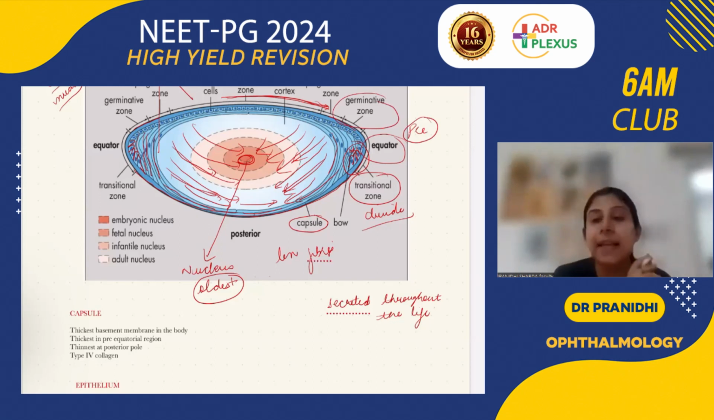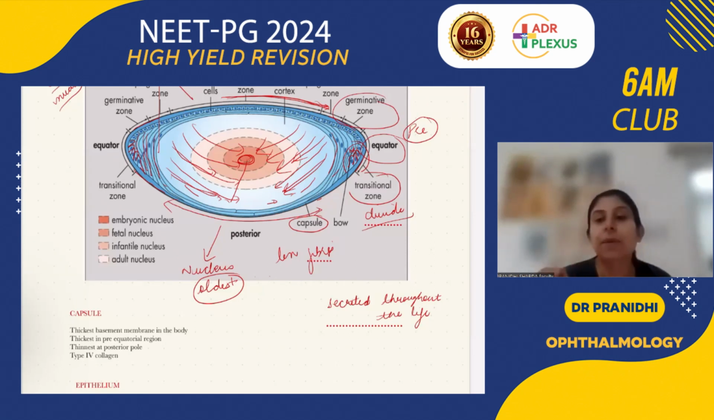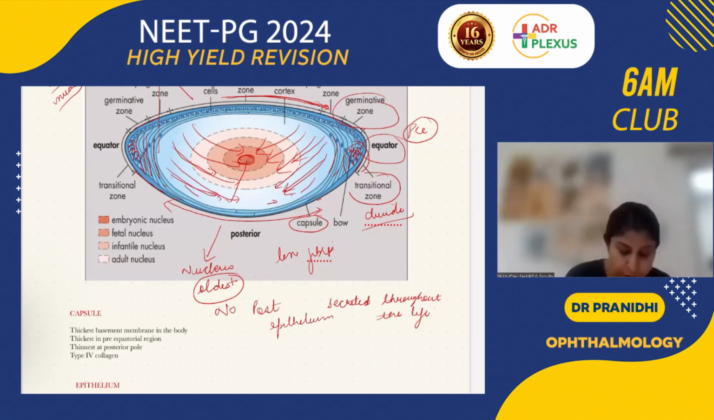And the next most important thing, as you can appreciate here, I am removing this. Can you appreciate there is no epithelium in the posterior part? There is no posterior epithelium. So is this clear up to here? Is this clear? The lens has three parts.